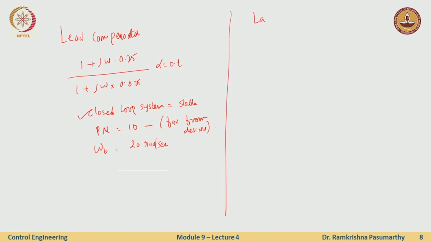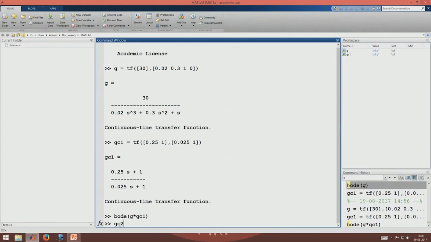Let me just do it with the help of a lag compensator, and just take some standard compensator. Let's say it could be like 1 plus j omega 10 and 1 plus j omega 100. Okay, so let's see what MATLAB says because of this. Okay, so let me call this GC2.